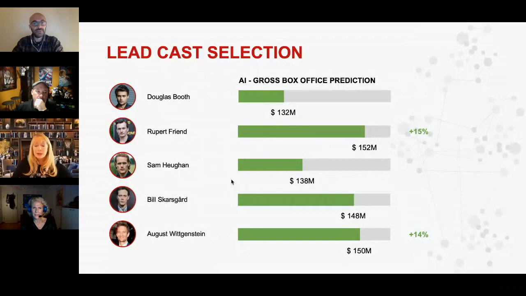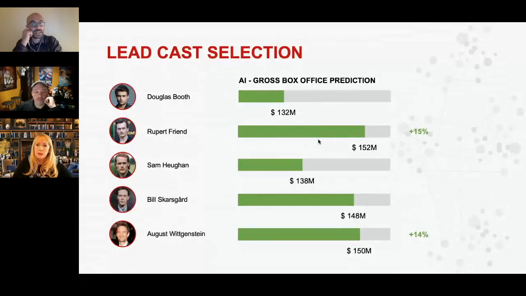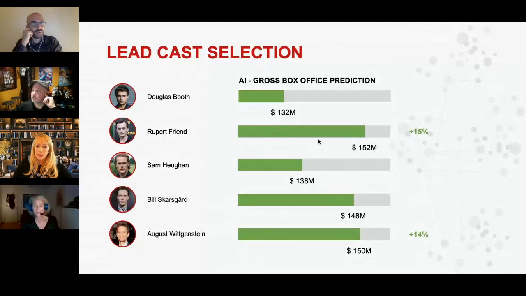And here we see the audience has actually found the right actors in terms of the highest box office results, because here we see Rupert Friend and August Wittgenstein. They have the highest gross, as the audience indicated as well. And Douglas Booth is having the lowest over here, which is what the audience thinks as well in that number.